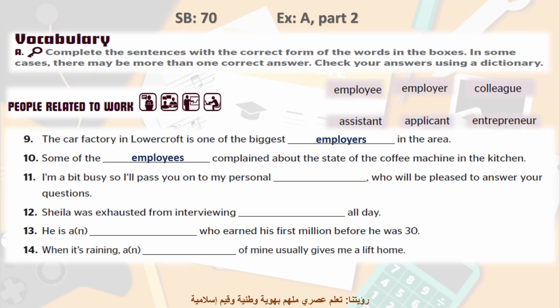Number 11. I'm a bit busy, so I'll pass you on to my personal assistant. Yes, assistant, helper. Okay. Number 12. Sheila was exhausted from interviewing applicants all day. Yes, applicants. Number 13. He is an entrepreneur who earned his first million before he was 30. Number 14. When it's raining, a colleague of mine usually gives me a lift. Yes, colleague.